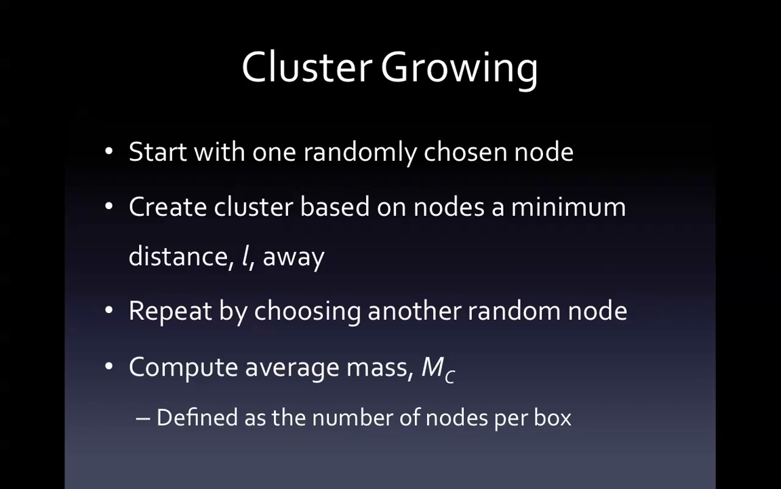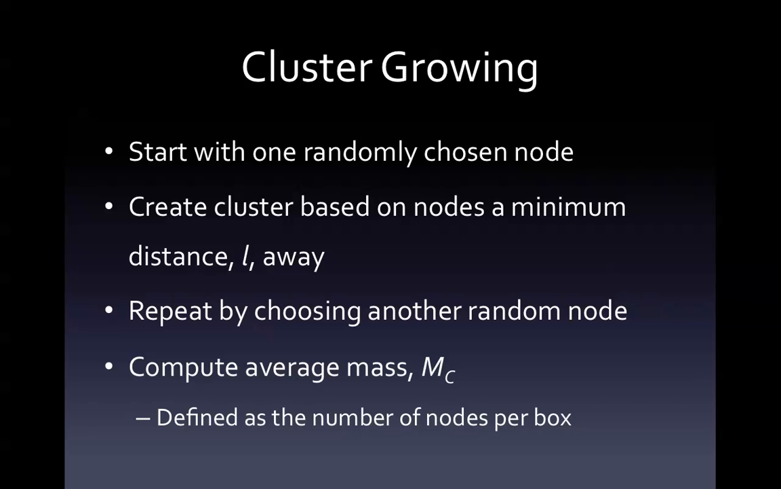Cluster growing is another method. I didn't try this one out because there's actually a lot of inherent bias, which may be obvious after I go through how it works. You start with a randomly chosen node, and you create a cluster based on the nodes that are a minimum distance away from this first one. So you define your distance just like you did before, except now, starting from this node, you include nodes that are L hops away from this one into a box.